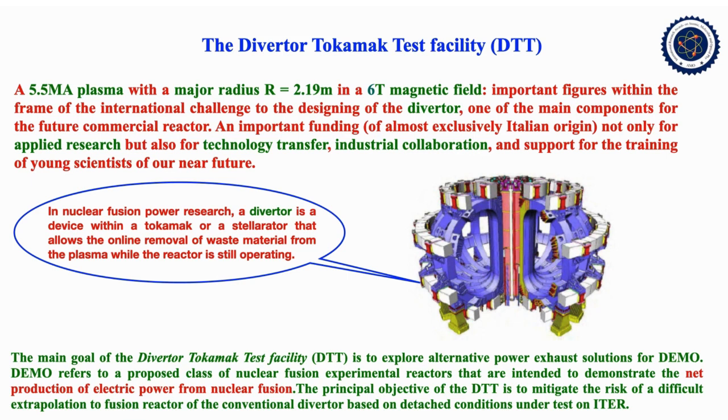A divertor is a device within a tokamak that allows the online removal of waste material from the plasma while the reactor is still operating. In brief, the DTT, Divertor Tokamak Test facility, is a sort of preliminary example in order to study the problems that will be faced by big reactors and to solve these problems.